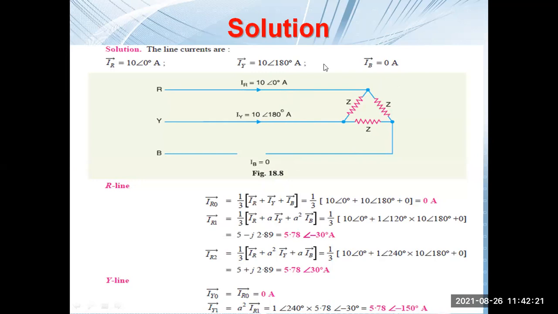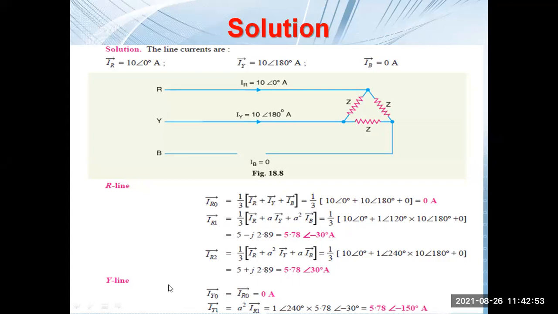In this case, we apply the formula IR0 equals 1/3 of IR plus IY plus IB. We substitute all these values and get the value of IR0. Then IR1 equals 1/3 of IR plus A into IY plus A square into IB. We substitute all these values and you get IR1. Then IR2 equals 1/3 of IR plus A square into IY plus A into IB. Again the same thing, you substitute all these values and you will get IR2.